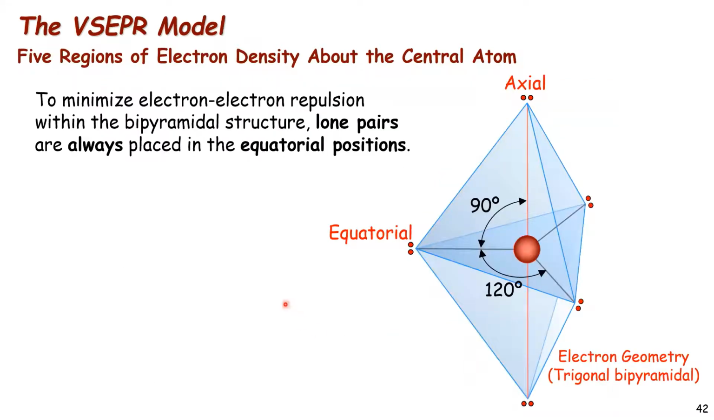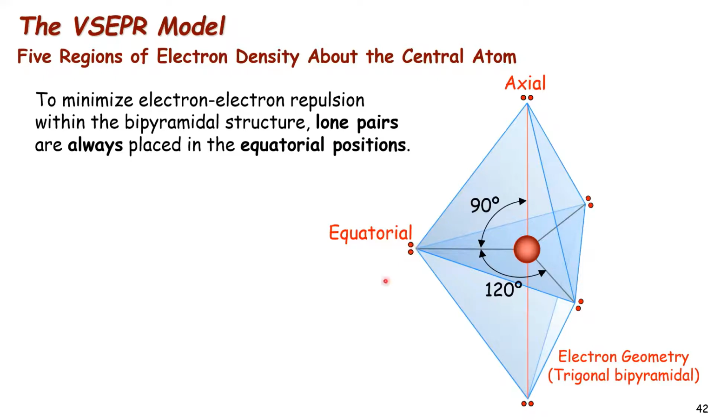Now, if we have 5 regions of electron density, there's something else that we have to take into account here. So we have these axial positions, right? They're 180 from one another, but they're 90 degrees from this other plane, which we call the equatorial plane, which is basically just a trigonal planar structure. So the ideal bond angle within the plane is 120, and from the axial to the equatorial positions, it'd be 90 degrees.